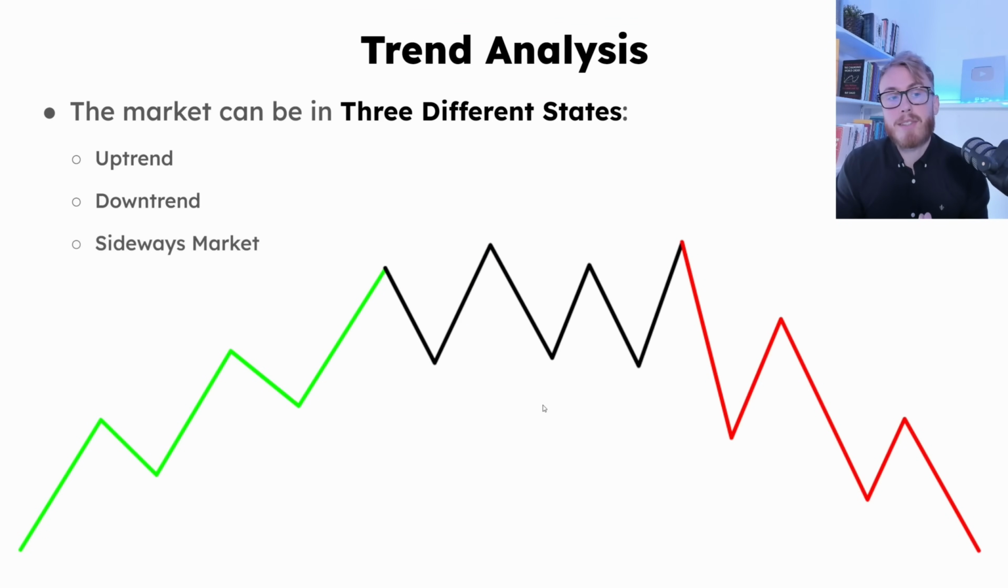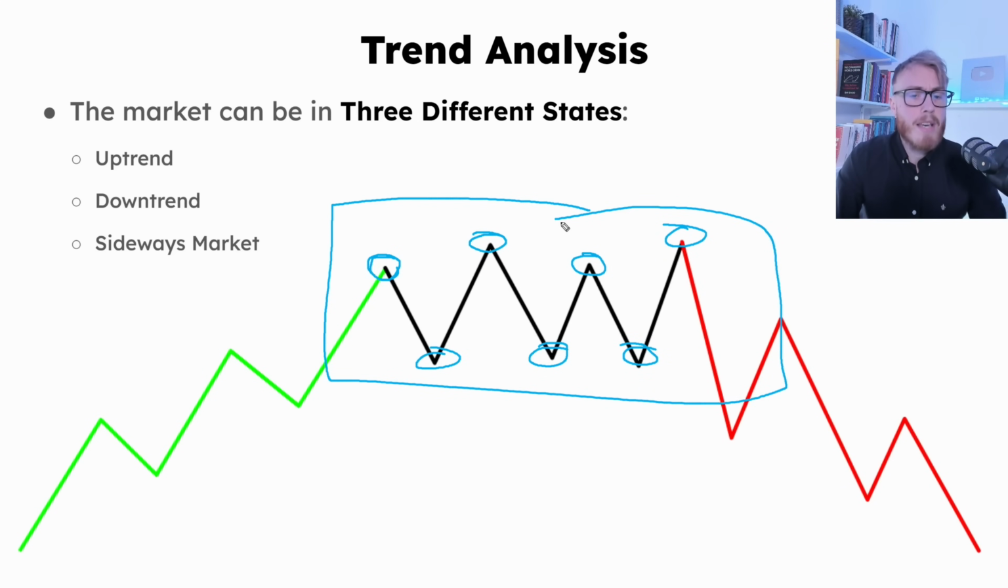The final market state here is what we call a sideways market or consolidation. And this market state is simply when we don't have an uptrend or downtrend. All other market states are considered some kind of sideways market. So for example, right here, you can see that we have highs. Here we have a higher high, but then a lower high, then a higher high. Here we have lows at around the same level. So in this market state right here, we don't really have a trend. So this is what we call a sideways market.